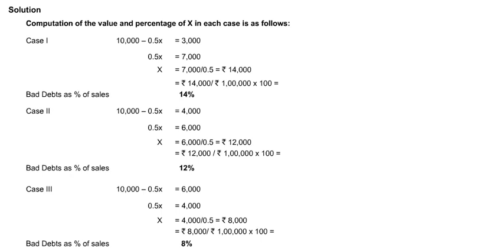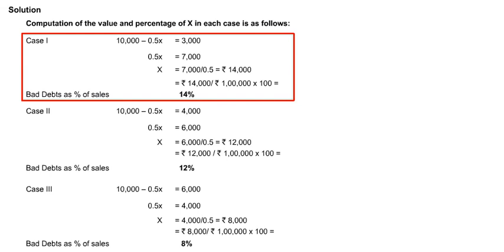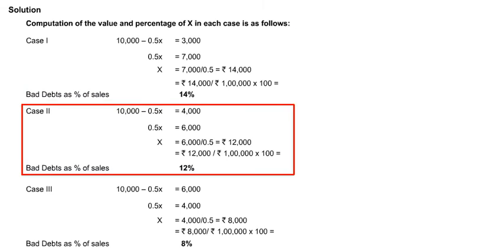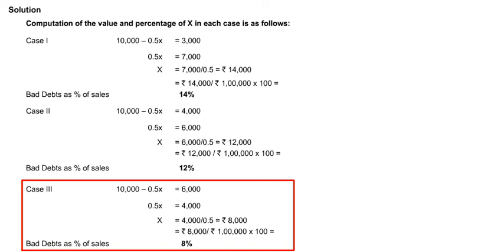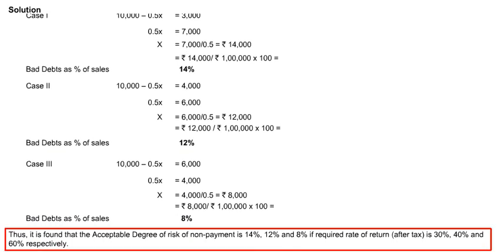So only in that case we will be able to find out what is X in each of these cases. By doing that we will find out in case 1 the X is 14%, in case 2 it is 12% and in case 3 it comes to 8%. So we understand that the acceptable degree of non-payment is 14, 12 and 8% if the required rate of return after tax is 30%, 40% and 60% respectively.